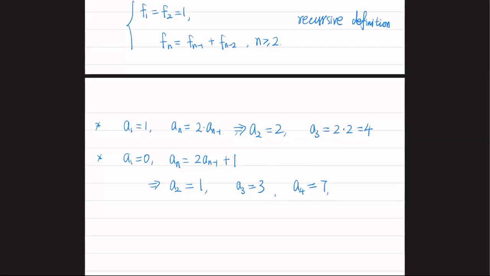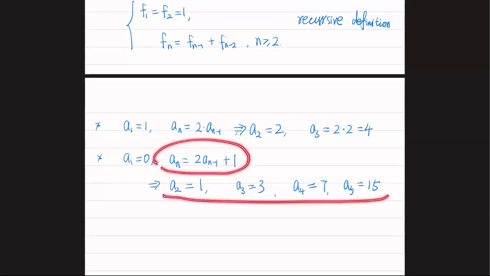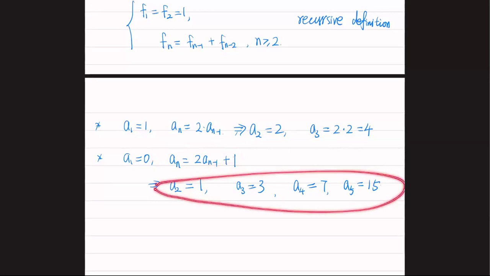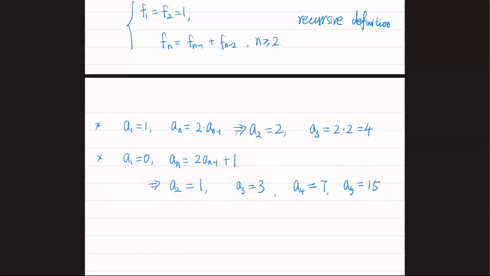Seven. Okay, Sakina, A5. 15. Okay, so now given the formula, we can compute the sequence one by one. Sometimes when we are given a formula, we compute the sequence; sometimes we are given a sequence and we try to recover the formula.